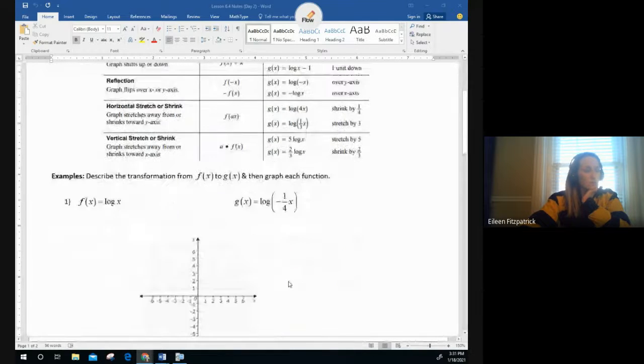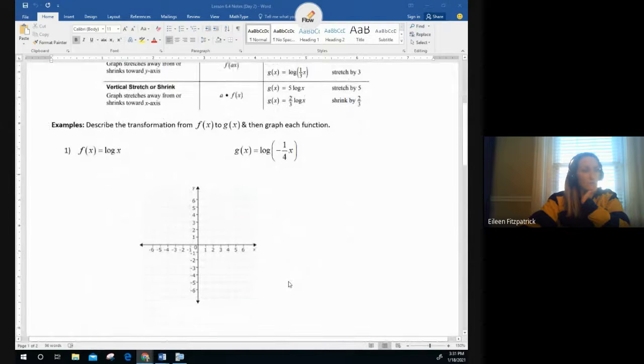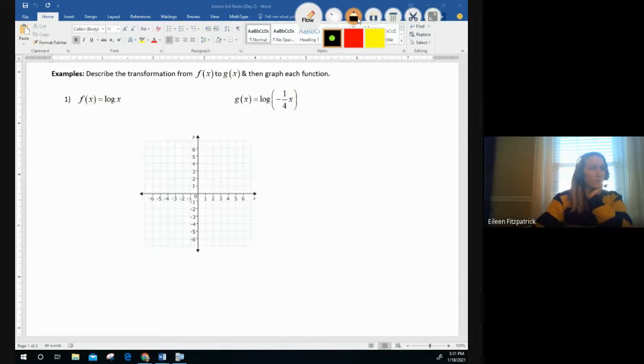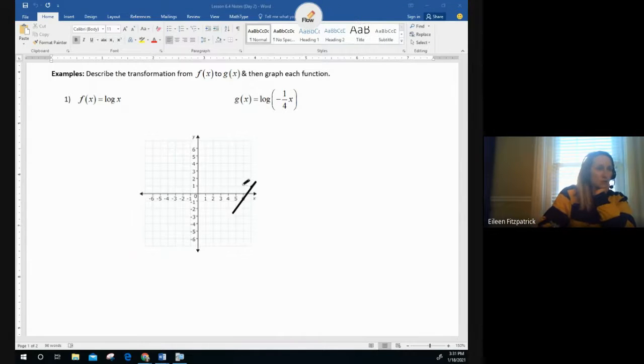Okay. So I'll graph this first one, but then I'm just going to go through the transformations and you guys will graph the rest on your own. For the first graph, talking about the transformations first. Okay, so we have the negative inside the parentheses with the x. That's changing the signs of all the x's. So that means it's a reflection over the y-axis.